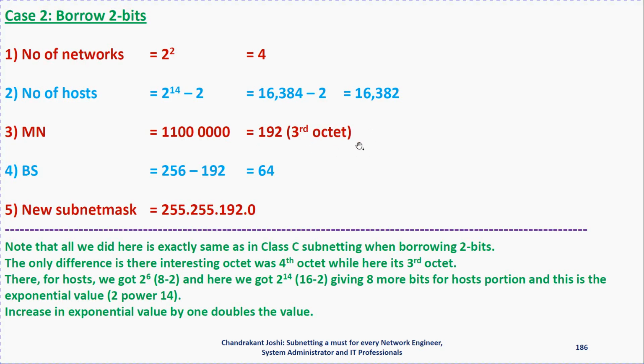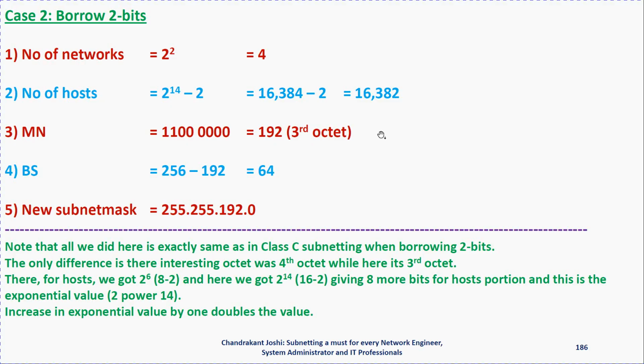11000000 in the third octet. This gives a decimal 192. Now from here we find the block size. So block size formula is 256 minus magic number. So it is 256 minus 192, which is 64, and this block size gives us the next subnet. So next subnet will be 64.